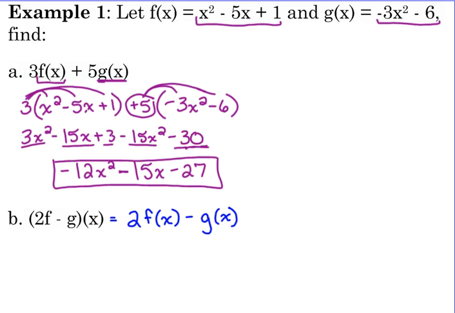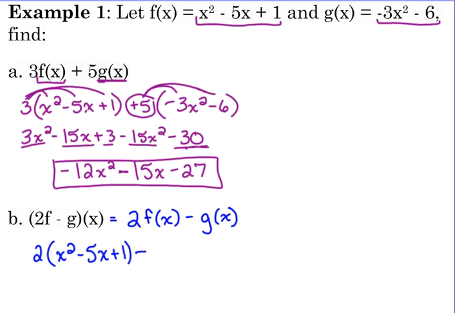as 2f of x minus g of x. Okay, you're not multiplying everything by an x. There's no distribution there. It's just another way of expressing that function notation. So we handle it exactly the same way that we handled the first example. 2 times the f of x function.